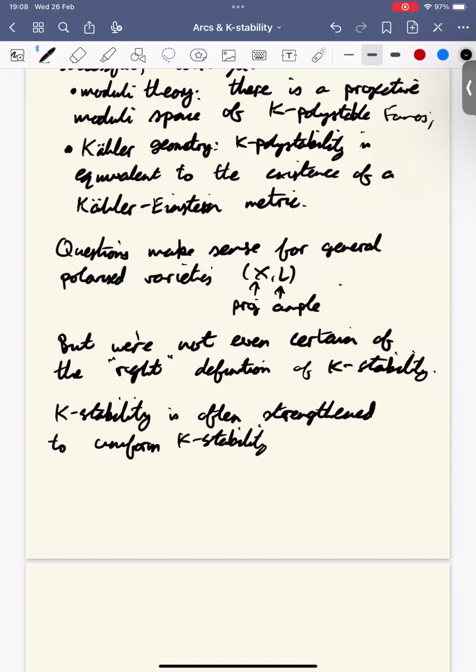I won't really emphasize this so much in the talk, but this is basically a stronger numerical condition. I'm not really assuming that you know what K-stability is. We'll come to that maybe later. But at least this is a strengthening of K-stability by strengthening the numerical criterion that is involved in the definition of K-stability. So this is a stronger numerical condition.